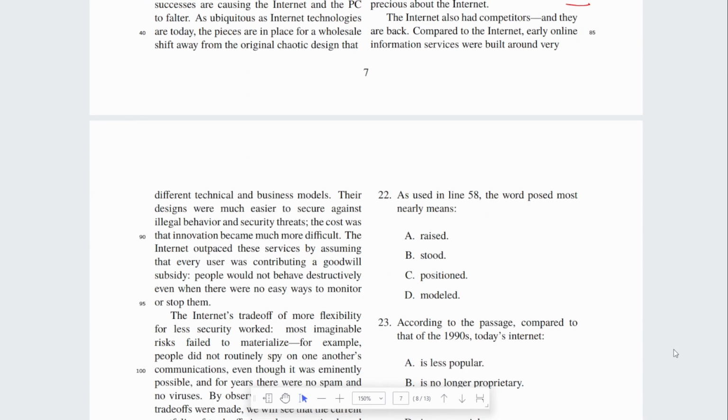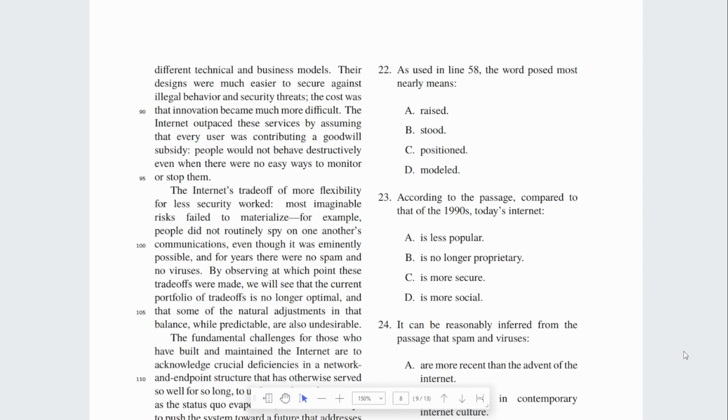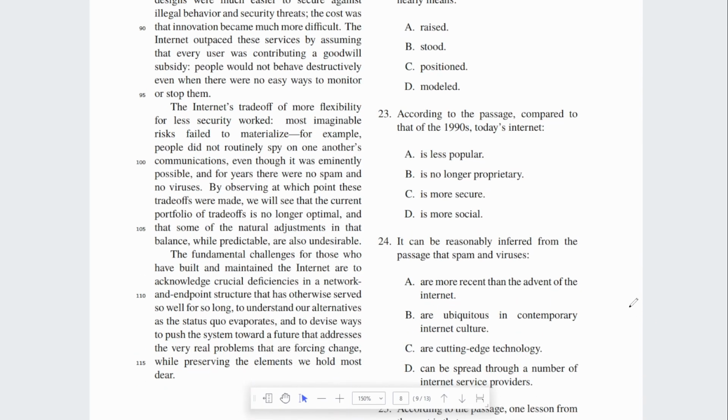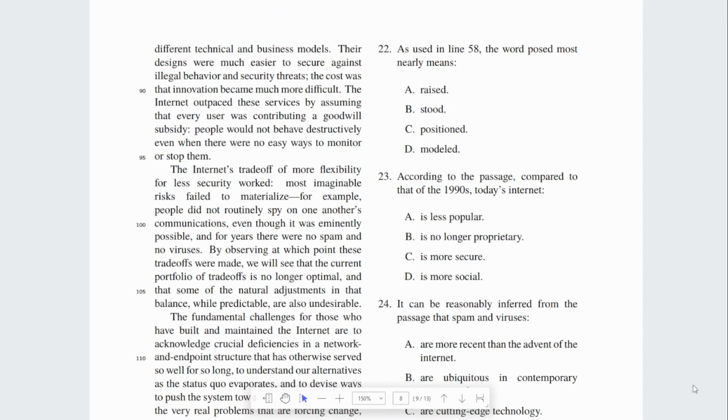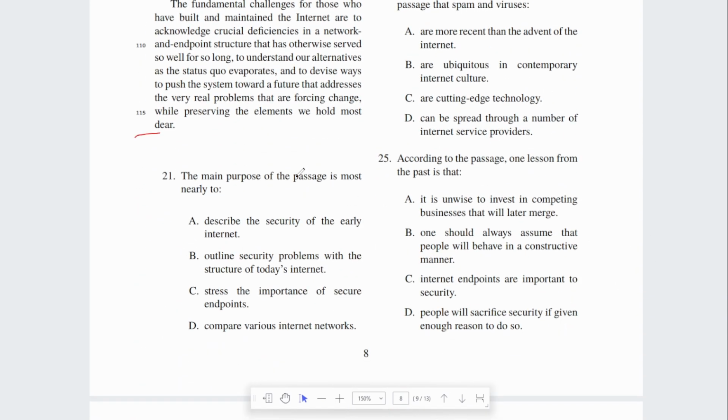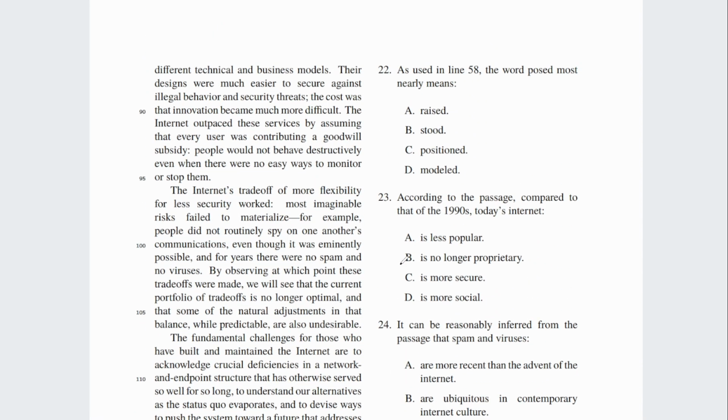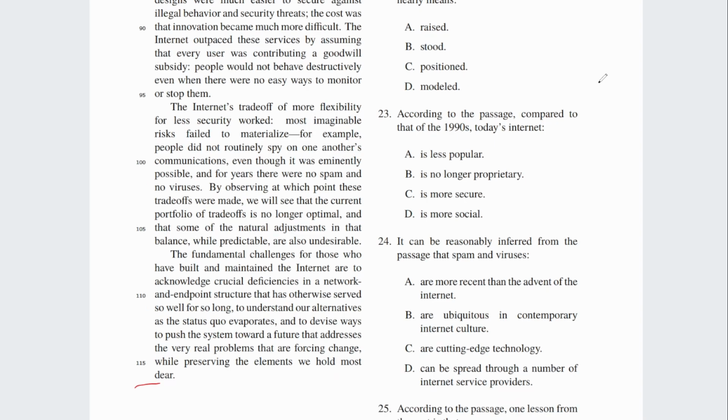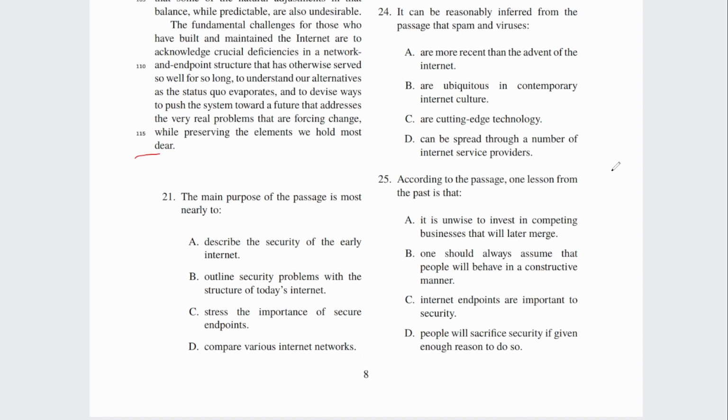And then finally, we talk about the competitors, and we have this little call to action about what we need to do, right? How do we acknowledge the deficiencies in the network and endpoint structure? So that's how I would broadly split up this passage. And of course, the first question is a main purpose question. We can answer that now if we really know it, but I'm going to come back to it at the end, as I like to do. Okay, so we have a vocab question, we have details, we have reasonable inference, we have details.